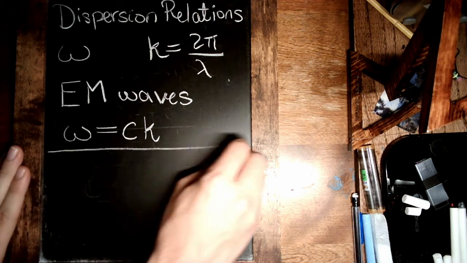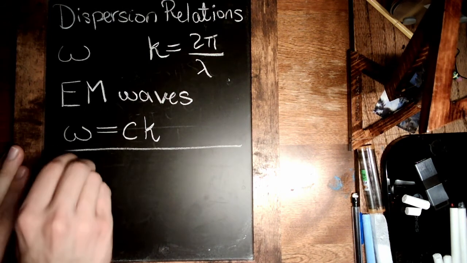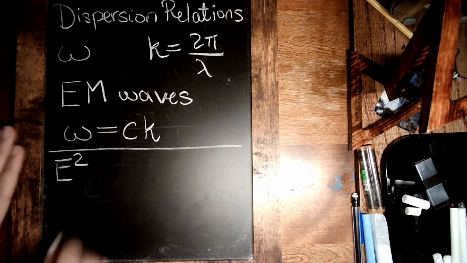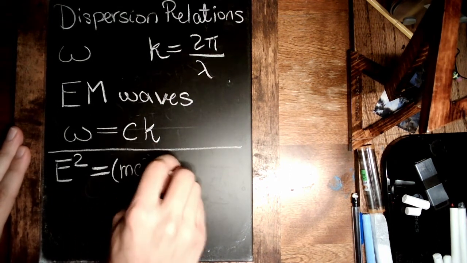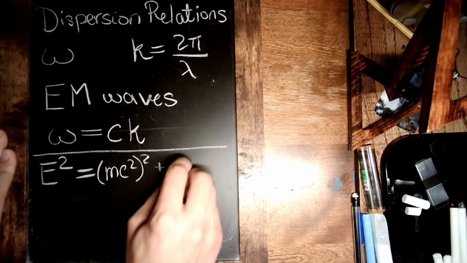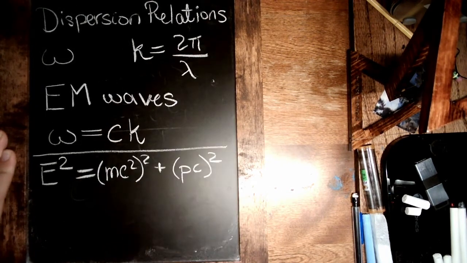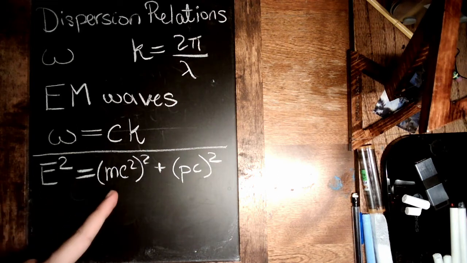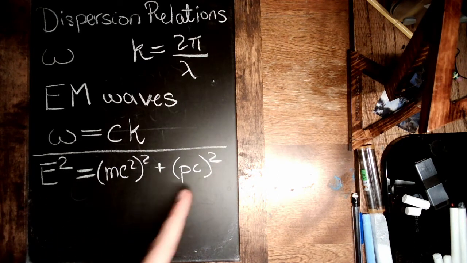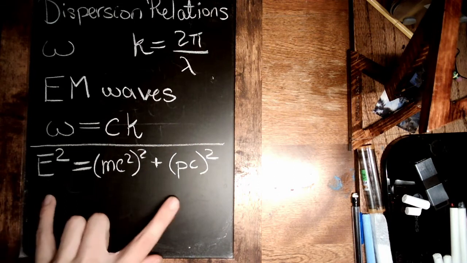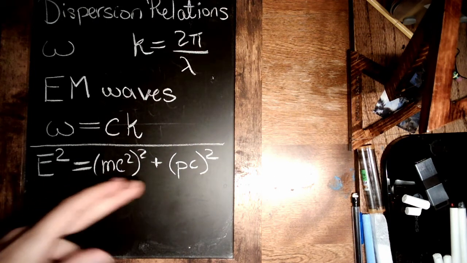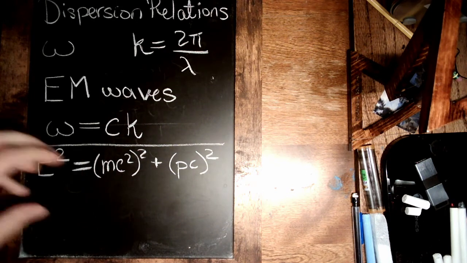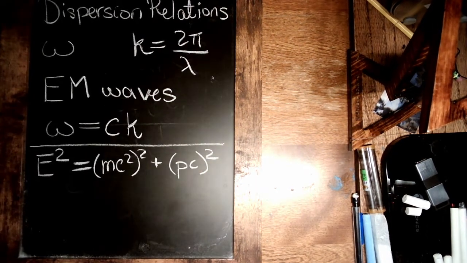That would be Einstein's famous dispersion relation, that E squared equals m c squared plus p c squared. Energy, mass, speed of light, and momentum. This generally applies to all particles. You know, if they have a mass, this makes sense. If they don't have a mass, this term drops out in the case of a photon.